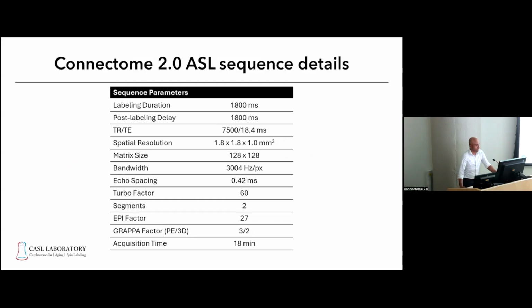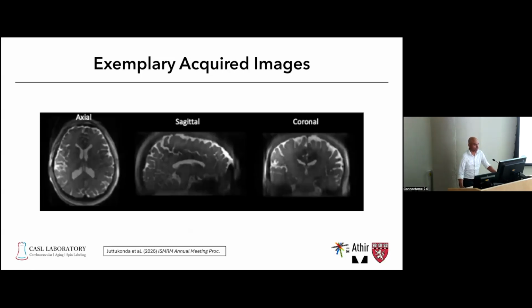And here is the list of parameters that we used for our sequence. The main things to keep in mind are that the labeling duration and the post-labeling delay were able to be implemented as typically recommended, at 1800 milliseconds each. And we were able to push the spatial resolution down to about 1.8 millimeters in plane and 1 millimeter in the Z direction. The total acquisition time was relatively long at 18 minutes, but we were able to acquire 44 control-label pairs to average over a large number of dynamics.